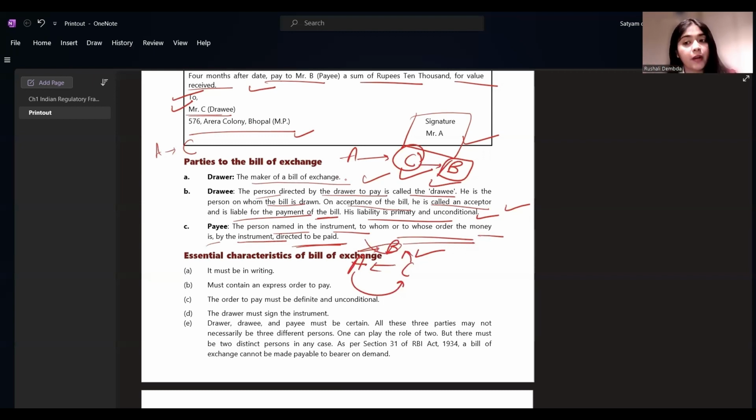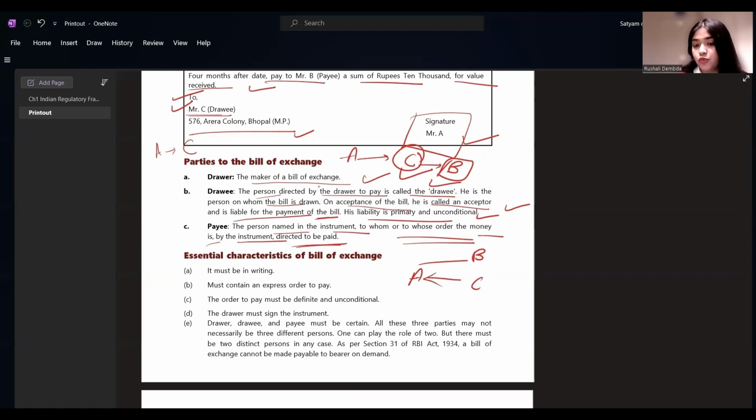A is not going to pay to B. C will pay to B on behalf of A. Okay. I hope the parties of a bill of exchange are clear to you. A had to receive money. Okay, once again I'll explain. A had to receive money from C and A had to pay the money to B.